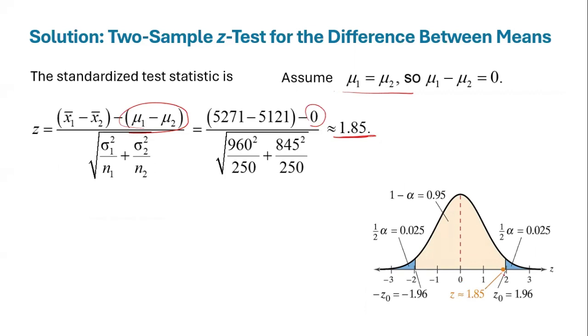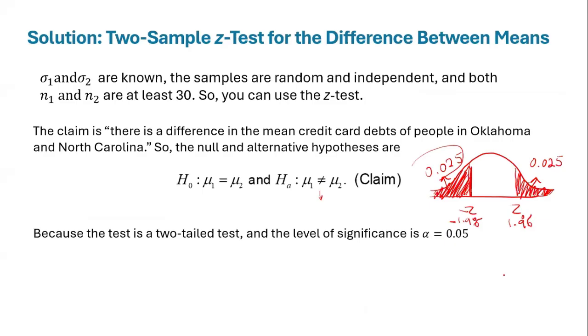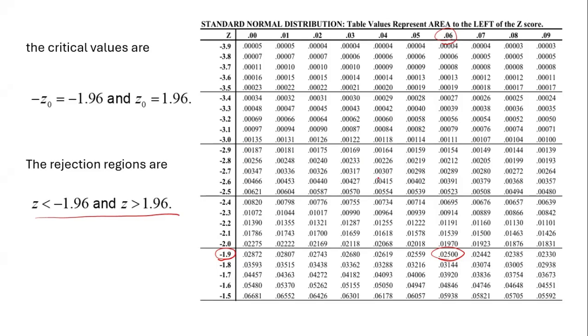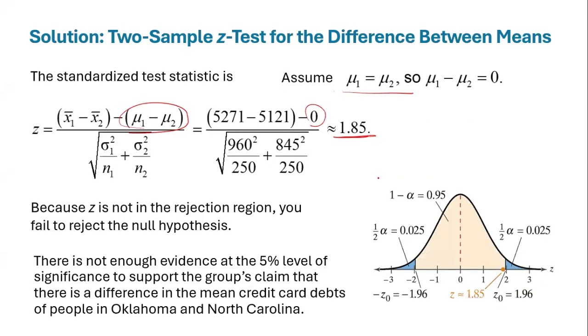So if it's not in the rejection region, we fail to reject the null. And if you fail to reject the null, that means you reject the alternative. If you reject the alternative, that means you're rejecting the claim. That means you cannot support the claim. So what do we say now? We say there is not enough evidence to support the claim. So there is not enough evidence at 5% level of significance to support the claim that there is a difference in the mean credit debt of the people in those two states.